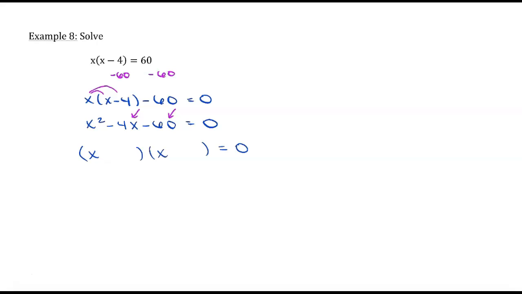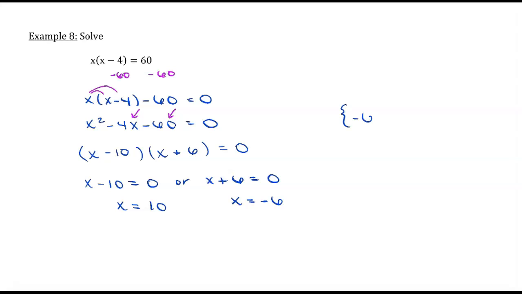Two numbers that work here are negative 10 and positive 6. Negative 10 times 6 is negative 60. Negative 10 plus 6 is negative 4. Now we can use the zero factor property. We now know that x minus 10 can equal 0 or x plus 6 can equal 0. This means that x can equal 10 or that x can equal negative 6. So our solution set is the set containing the two values negative 6 and positive 10.